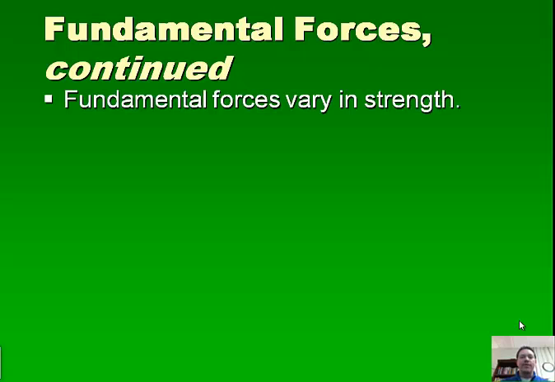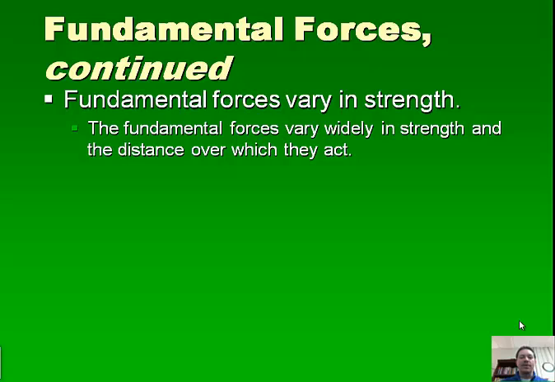So these fundamental forces vary in strength. They vary widely in strength and in the distance over which they act. As the distance increases, the force will decrease, and if the objects get closer together, then the force will be greater.